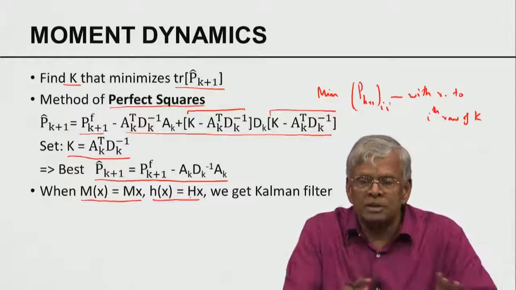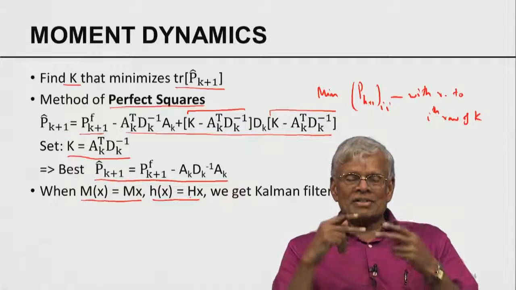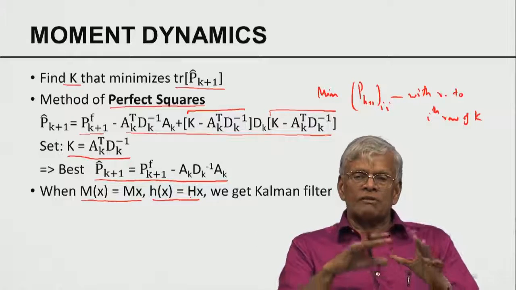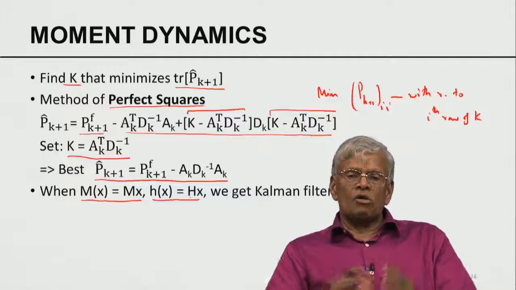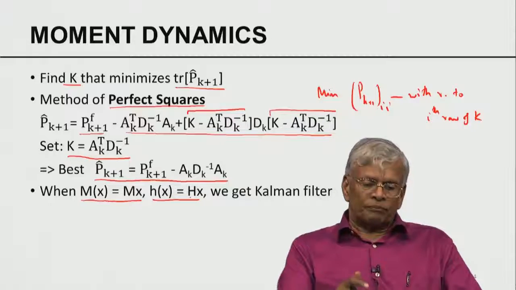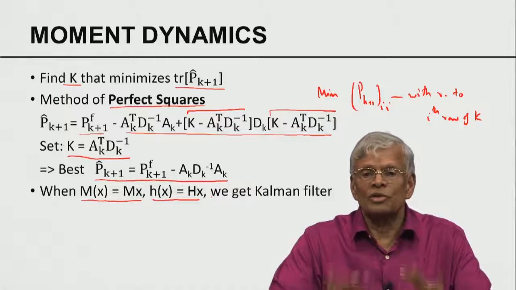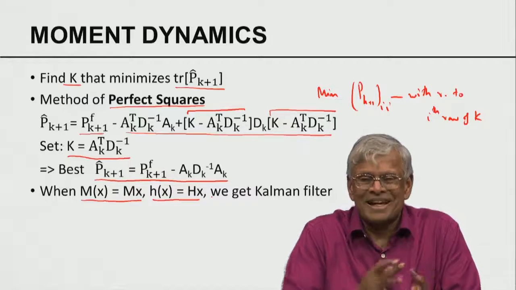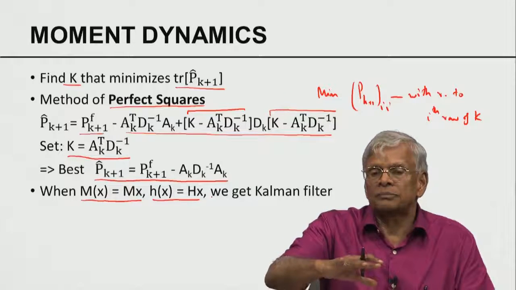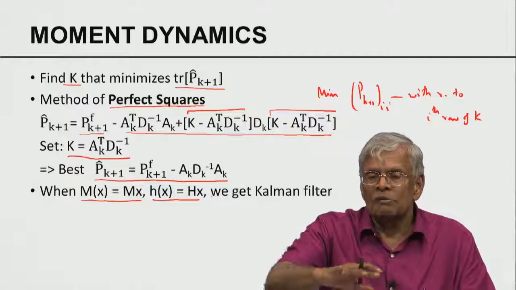So we have completed the derivation of the dynamics at the first two moments in any general nonlinear filtering equation, which parallels the development in the linear Kalman case. And how do we know it parallels the linear Kalman case? If you set M of x equal to M times x, H of x equal to H times x, our derivation essentially reduces to the Kalman filter equation. So it is in that sense there is nesting. It is in that sense a parallel derivation of the filter equation, especially the moment dynamics for the nonlinear case.